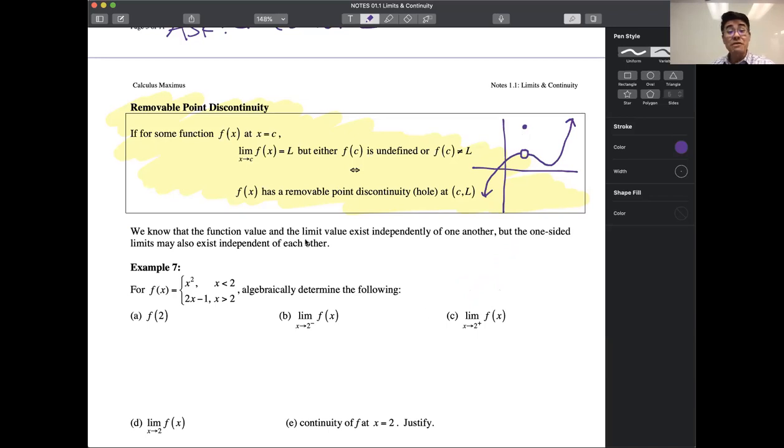And so what's the definition of removable discontinuity? That's when the limit exists and approaches a specific number, but either the value is undefined or the value does not equal that. So this would be an example. Let's say this is 1, right? The limit approaches 1, but maybe the value of the function is equal to 3.